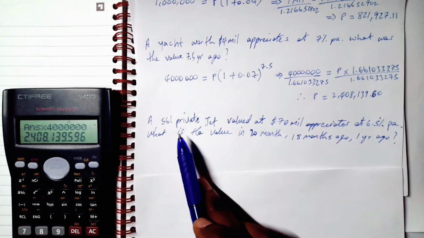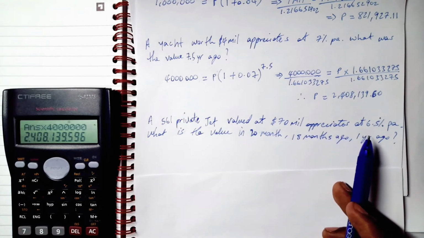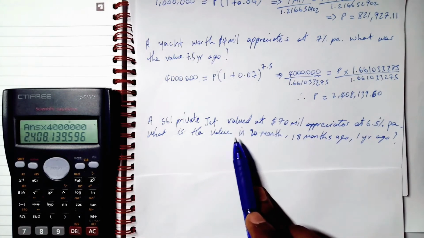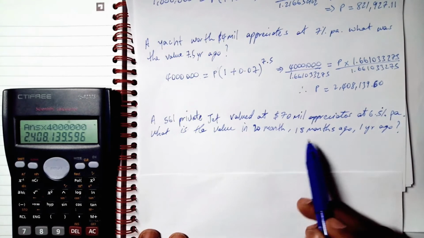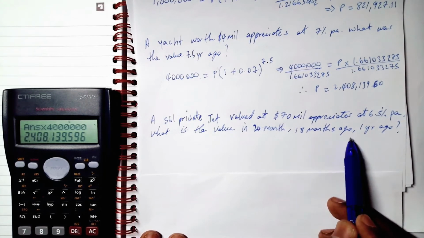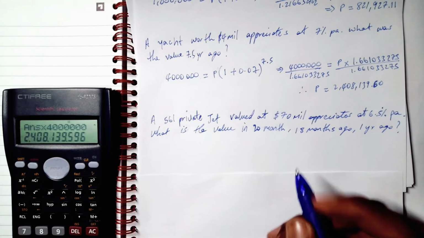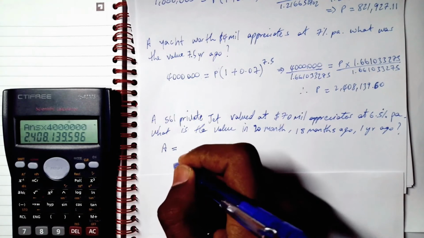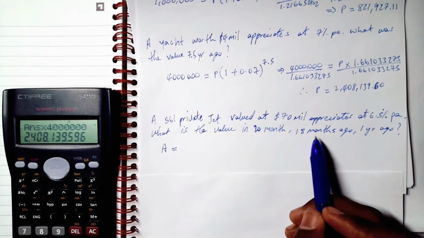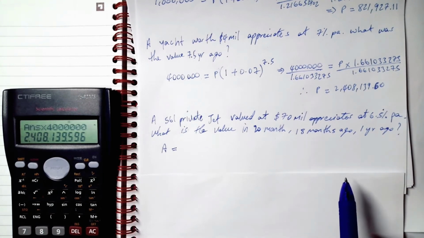A 561 private jet valued at 70 million appreciates at 6.5% per annum. What is the value in 20 months? All right, and then we say 18 months ago and 1 year ago. Let's work out the 20 months first. We're going to accumulate it in 20 months, and then we go back in time for the 18 months and back in time for the 1 year.